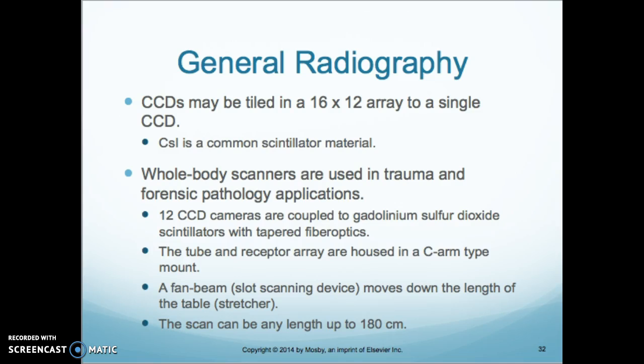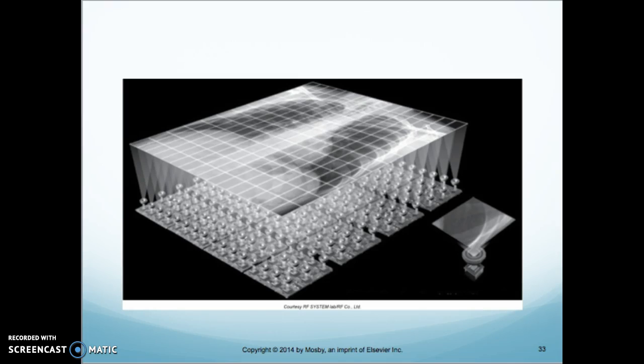Whole body scanners are used in trauma and forensic pathology applications. 12 CCD cameras are coupled to gadolinium oxysulfide scintillators with tapered fiber optics, which I showed you a picture of. The tube and the receptor array are housed in a C-arm type of mount, and a fan beam or slot scanning device moves down the length of the table or the stretcher. The scan can be any length up to 180 cm. So this is a picture here. You can see the TFTs and how it goes into a pixel image.